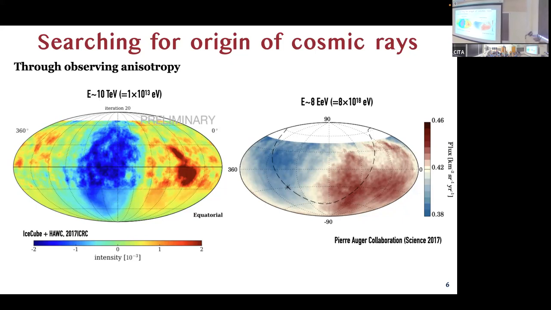And then you can point out the location of the dipole, and Pierre Auger said that it's actually far from the galactic plane, which is really providing the direct evidence that at 10^18 electron volts, we can now say the origin of this energy cosmic ray is extragalactic. Because if it were galactic, you would expect it to point to the galactic plane, but the dipole is off from the galactic plane.